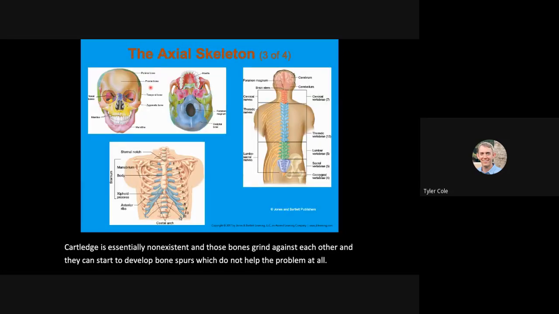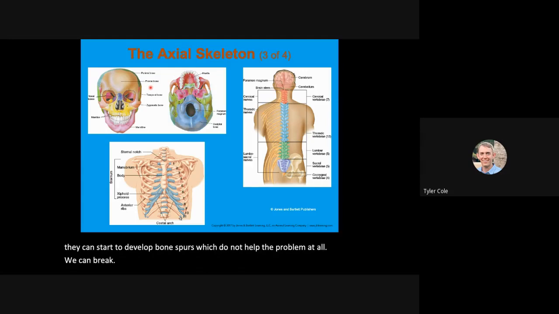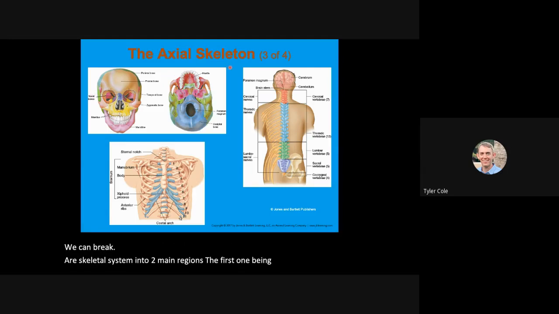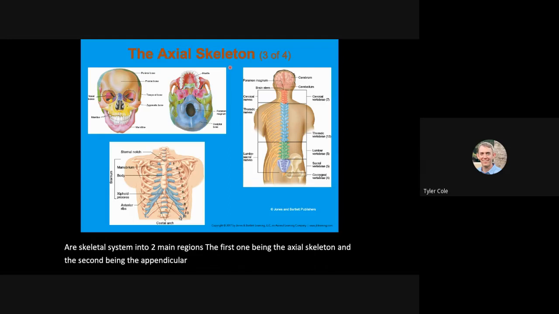We can break our skeletal system into two main regions. The first one being the axial skeleton, and the second being the appendicular skeleton. So axial, it refers more to the middle of the body. So we have our skull, we have our spinal column, and we have our thoracic cage here.